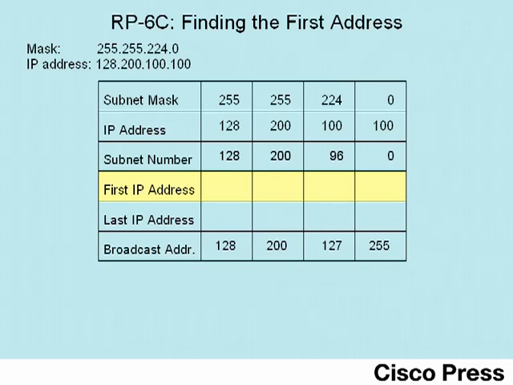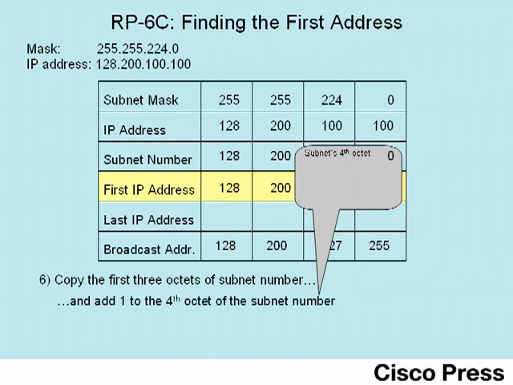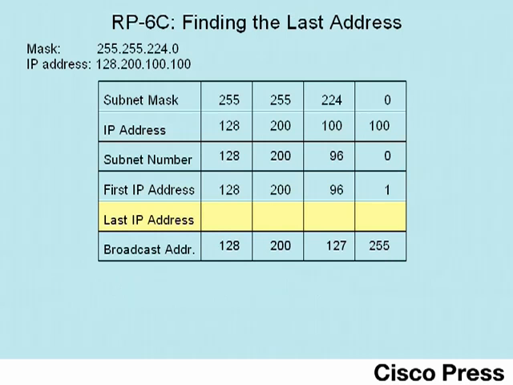Next, for completeness, I'll show the very simple math about how to find the first IP address and last IP address in the range of valid addresses. Step 6 of this process says to find the first IP address in the range of valid addresses, start by copying the first 3 octets of the subnet number. Doesn't matter where the rectangle is, just copy the first 3 octets and then add 1 to the 4th octet of the subnet number. So as you see here, you take 0 plus 1, of course, is 1, giving us a first valid IP address of 128.200.96.1.